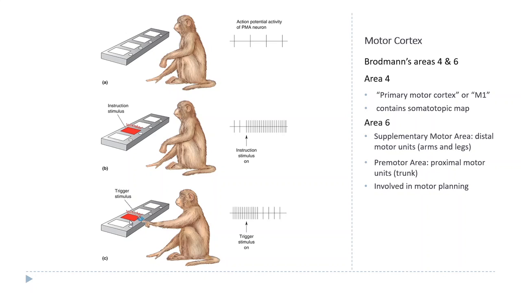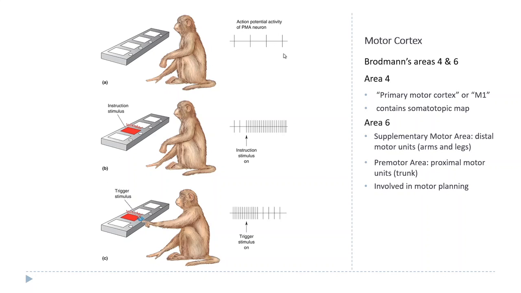And so it does that. It waits until the so-called trigger stimulus comes on. We call the big square light the instruction stimulus, and the blue light the trigger stimulus. So there's a delay between when the instruction stimulus comes on and the trigger stimulus comes on. The assumption is that during that time, and it's just a few seconds, some part of the monkey's brain is preparing to move. In other words, sending out or preparing the motor cortex to carry out that action.